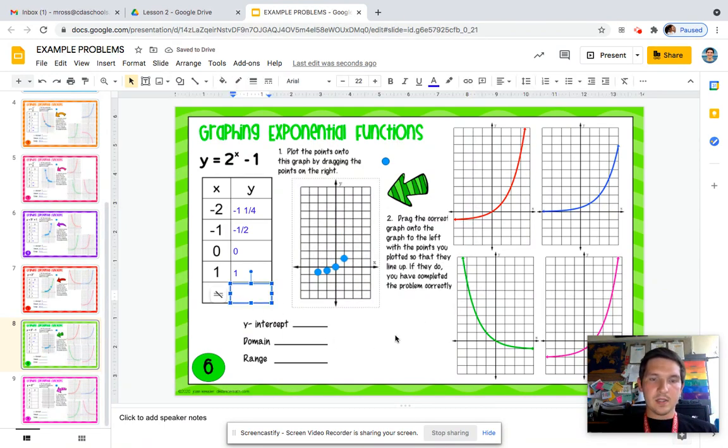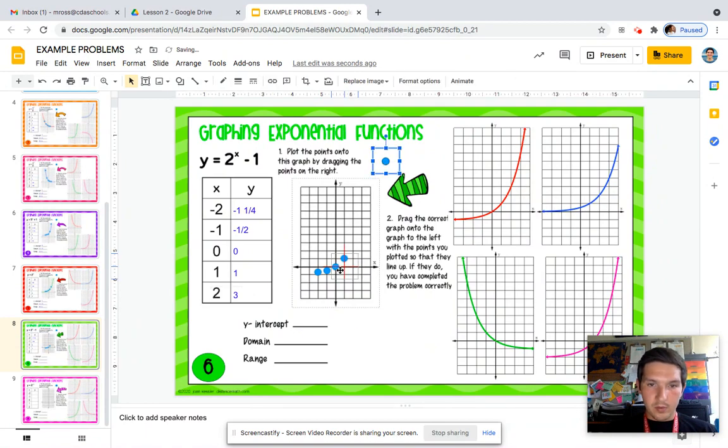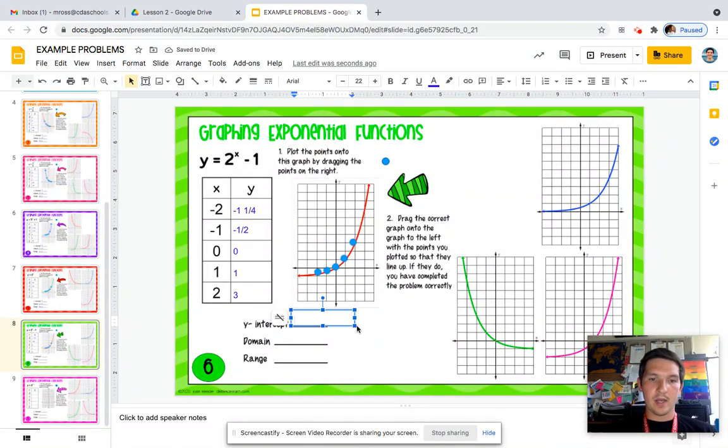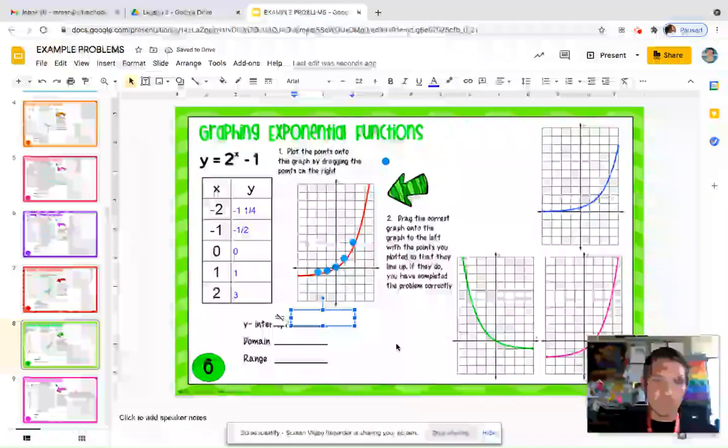And lastly, 2 to the power of 2 is 4, minus 1 is 3. Grab our point when x is 2, y is 3, 1, 2, 3. Use shift to get it a little bit more centered. And there you are. And so we can grab this red and drag it over to make sure this is a true statement. And boom, it is.